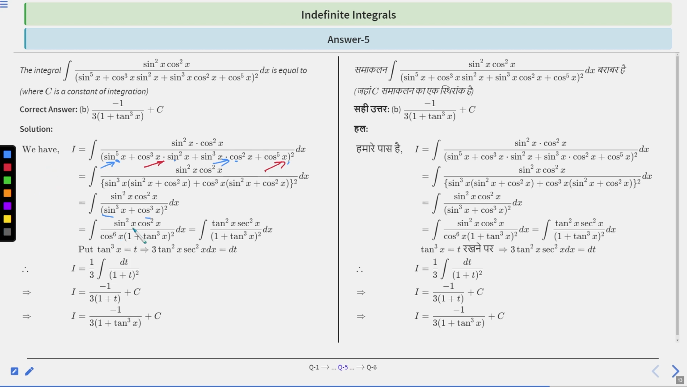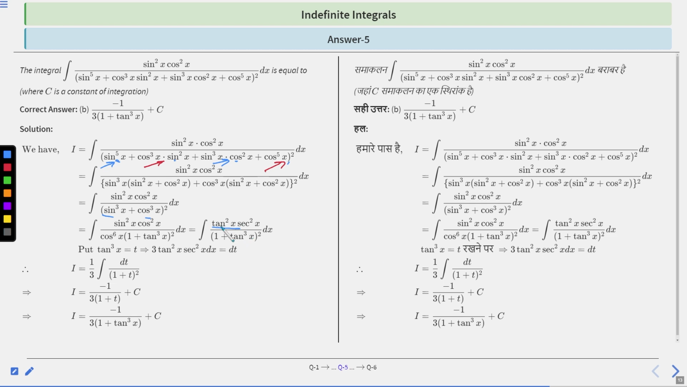And 1 cos square x will make a pair with this sin square x and form sin square x upon cos square x, that will be tan square x, right? So this will form tan square x, and in the denominator there will be 1 cos square x left, right? So that cos square x will go in the numerator to form sec square x, right? So the simplified form will be tan square x into sec square x upon (1 plus tan cube x) whole square. So why have we converted these things into tan and sec?